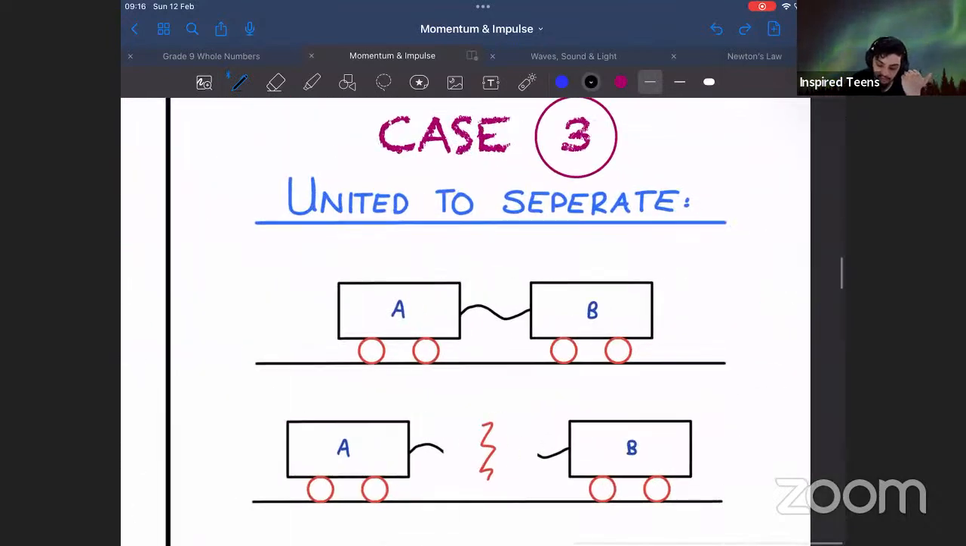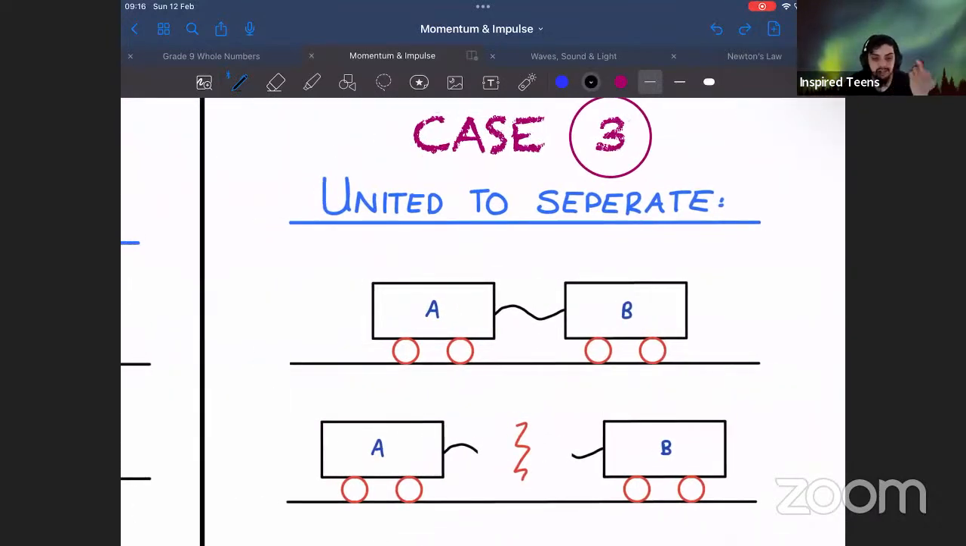Then we have case number 3, which is united to separate. So like a train, like a cable car. In this simple example, these two carts are attached to the string, and after a certain type of collision, they are now separated. Okay, so initially, now this guy is moving in that direction and this guy is moving in that direction.